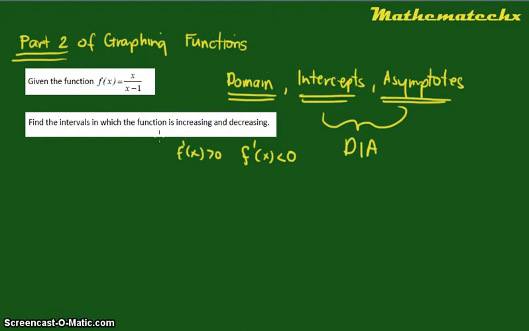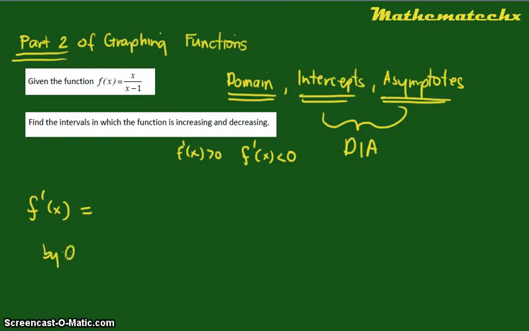Let's start with the interval in which the function is increasing. Or actually, after performing some steps, we can identify the intervals simultaneously. So the first thing that we need to do is to get the derivative. This is a quotient, so we use the quotient rule.